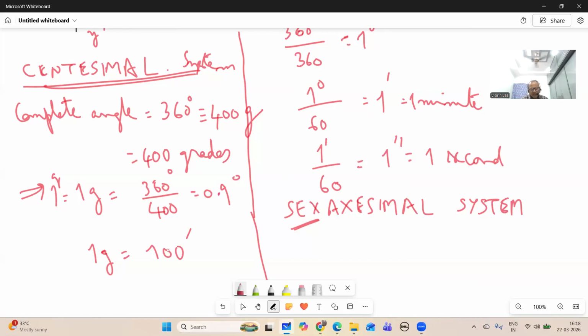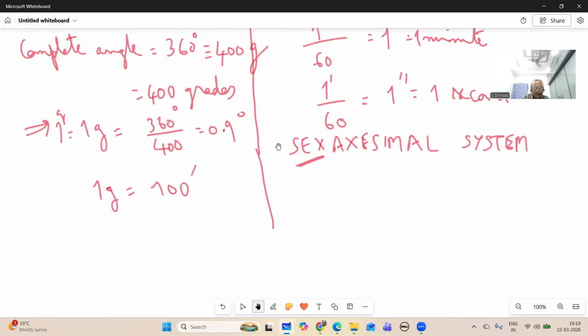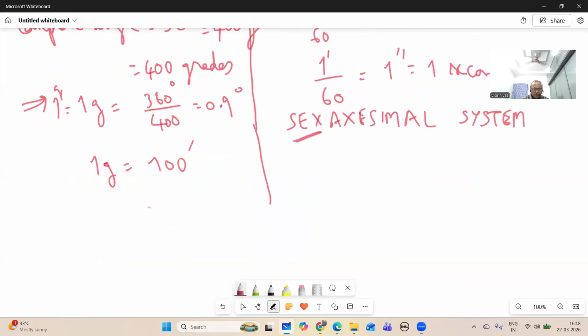Then one grade is subdivided into 100 minutes. These minutes are different: this one is in the centesimal system, and that one is in the sexagesimal system. So how much is this? One grade means 0.9 degrees, divided by 100. From here I am calculating 1 minute. 1 minute is 1 by 100 of a grade.